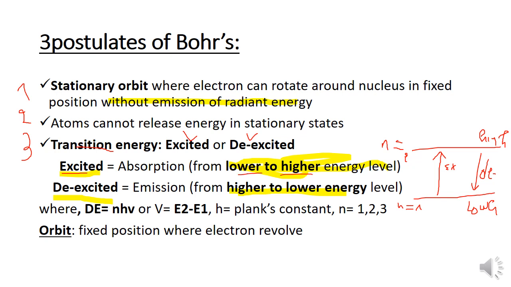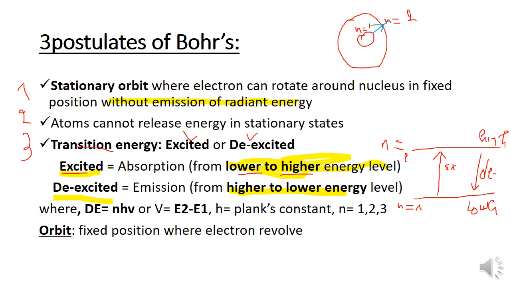I try to explain it from higher energy levels. For example, we have these orbitals. Let us call this N1, and this N2. When an electron moves from N1 to N2, like this, it is excited.